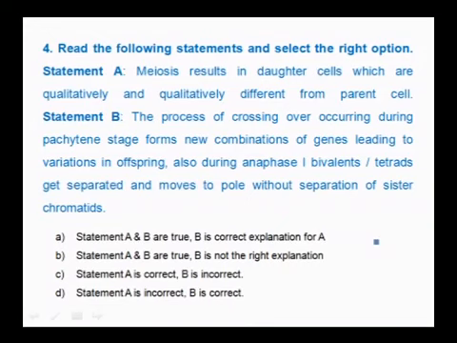So let us understand the parts of the question here. Meiosis is referred to as a kind of division where daughter cells are qualitatively and quantitatively different from the parent cell. Quantitatively they are different because the chromosome number has been reduced to half. Qualitatively they are different because they have new combinations of genes as a result of a process called crossing over. So the answer for this question is A. Statements A and B are true, and B is the correct explanation for A.